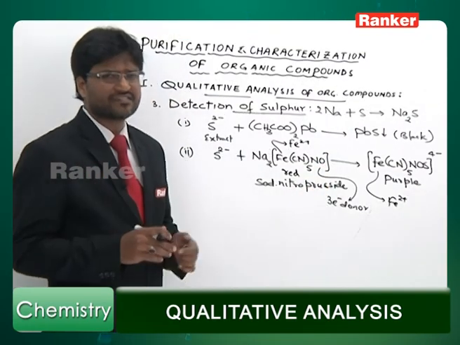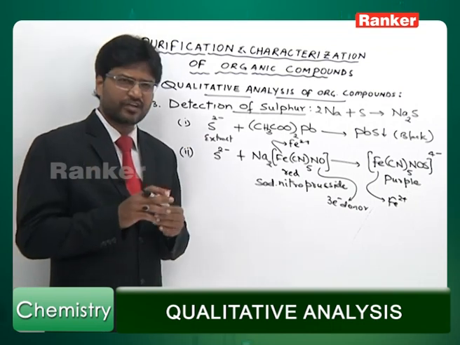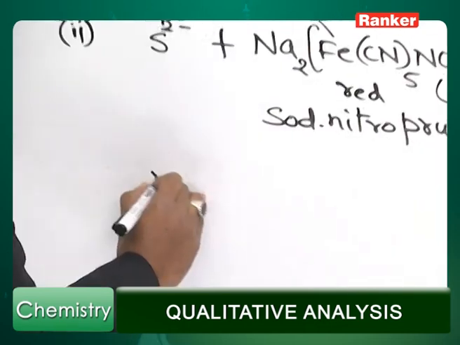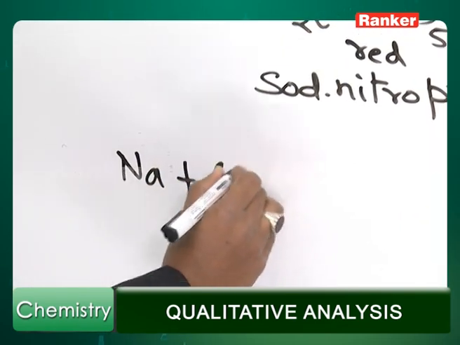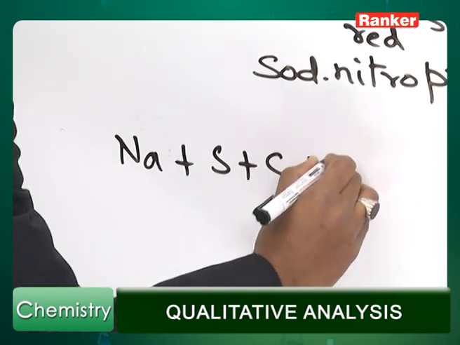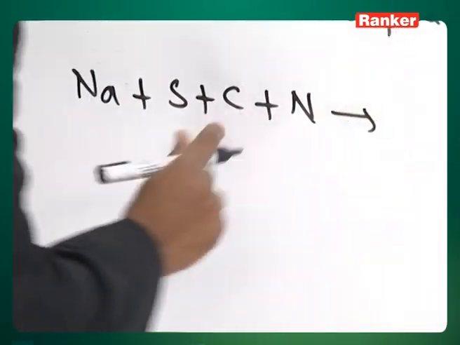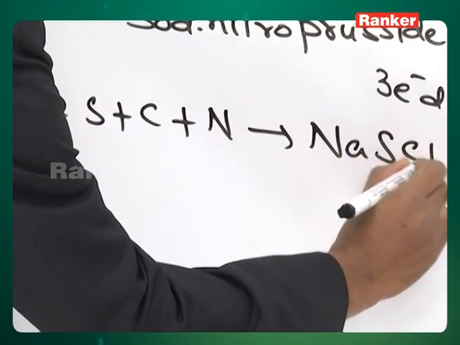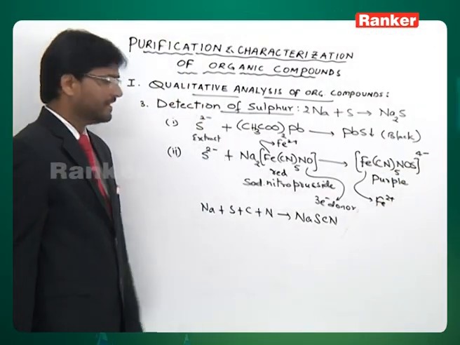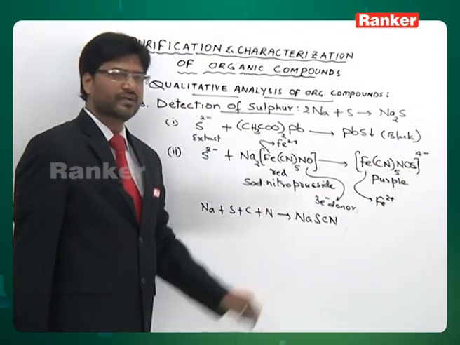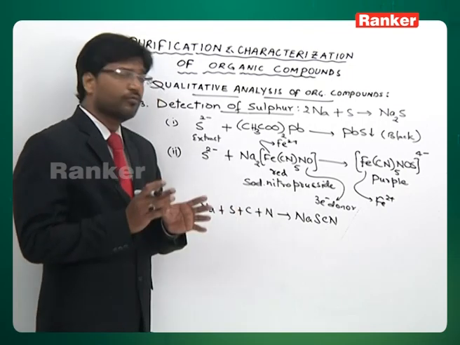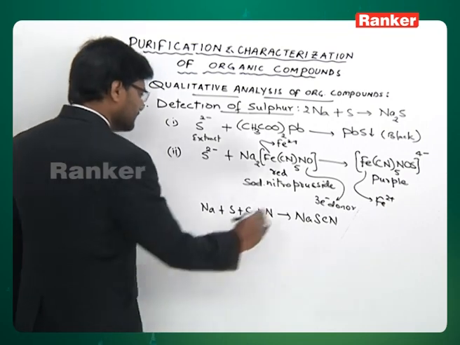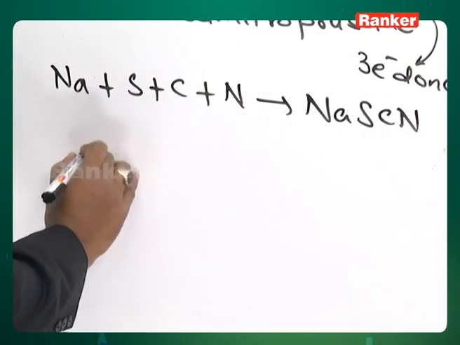If nitrogen and sulfur both are present in the same organic compound, then what happens is, in the preparation of sodium extract, this type of reaction takes place. Na, S, C and N. These three elements combine with sodium and you get a substance like this, sodium thiocyanate. This is sodium thiocyanate. This is formed only when you have both sulfur and nitrogen in the same organic compound. So, this can be detected using this.